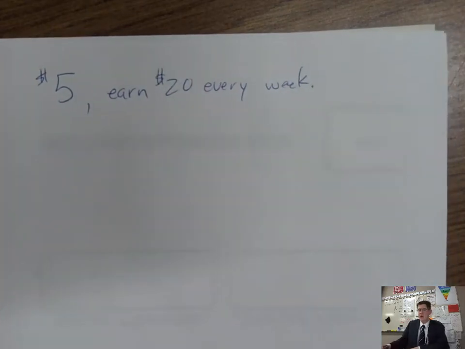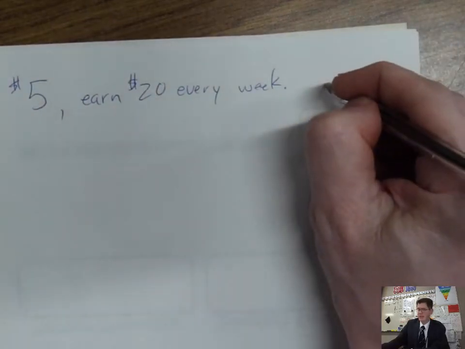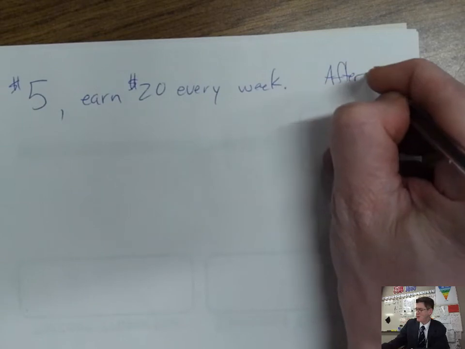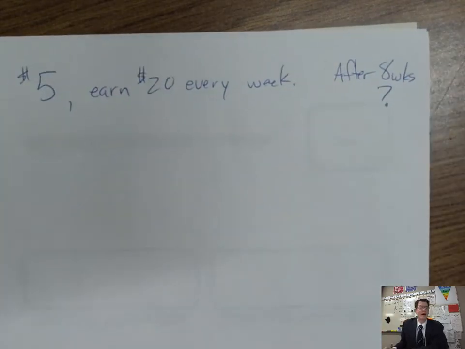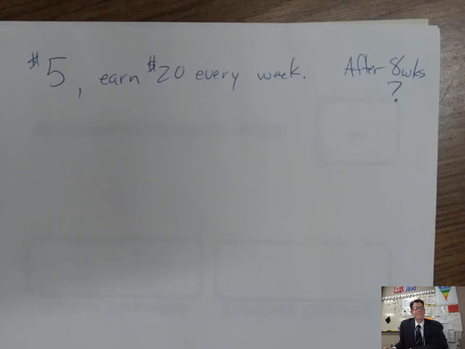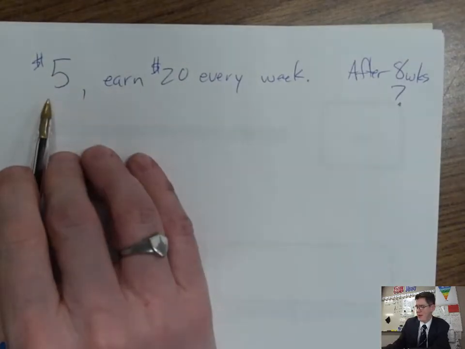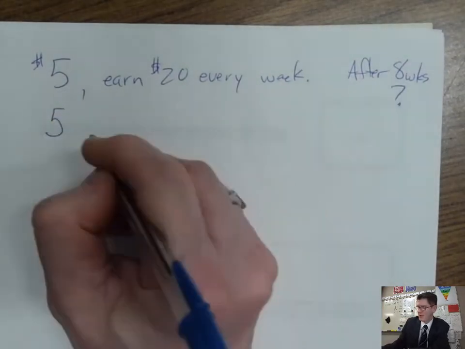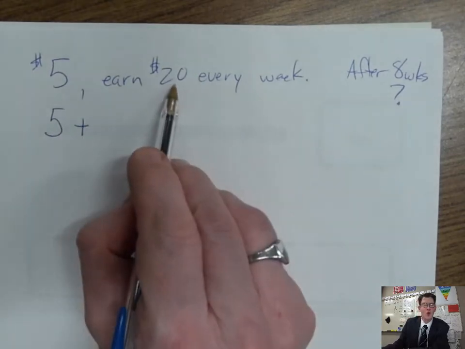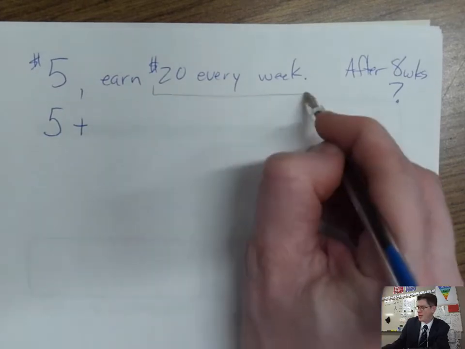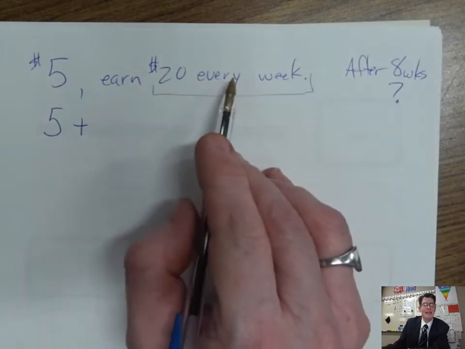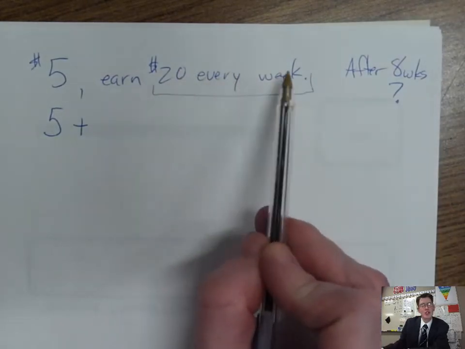How much will you have after, say, a number? Let's do 8 weeks. After 8 weeks, how much money do you have? Well, the way we do that is we start with the $5, and then we add this 20, which gets repeated every week. So that's another way to say multiplication is just repeated addition. You're just doing 20 all the time.